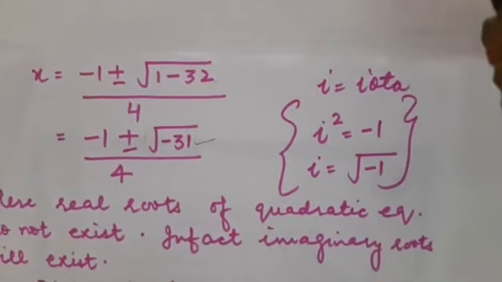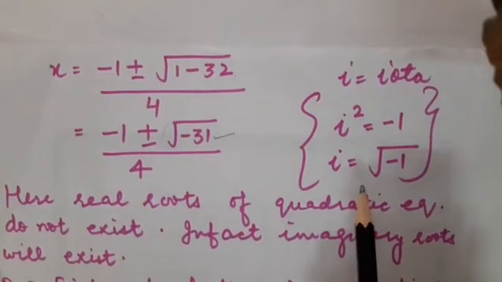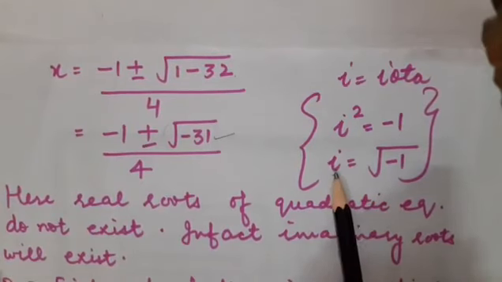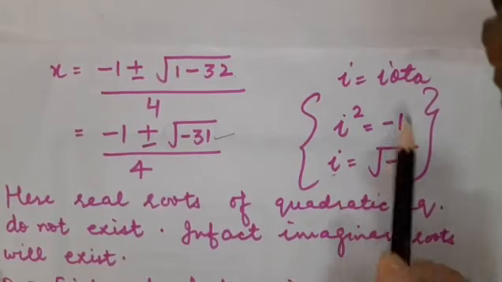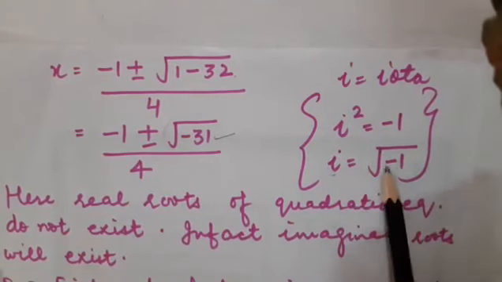Fine. Let me explain you a small concept which you will be learning in class 11th. See, this is the symbol i. What is its full name? That is iota. Iota is equal to under root minus 1.